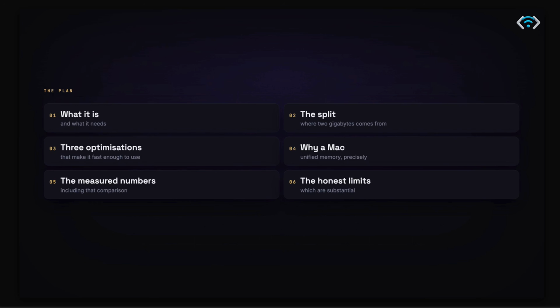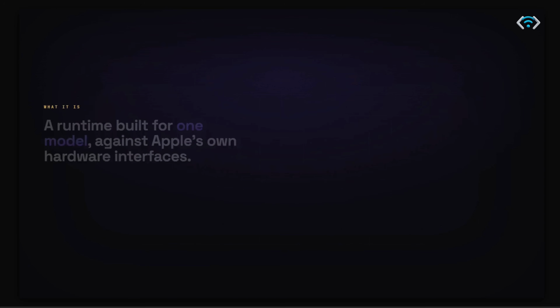Then the real performance map from actual users' machines, where I found something surprising about which Macs do well. And then the honest limits, which are substantial. Standards note: everything here I pulled from the project's own repository and documentation this morning, and where I've calculated something, I'll show the working. Let's go.